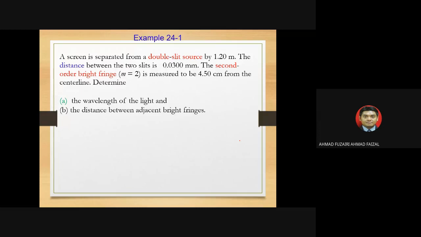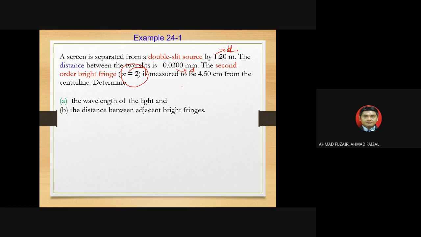So this is considered to be D, the distance between two slits. Sorry, this one is the screen. Sorry, this one is L. The distance between the two slits is D, and the second order bright fringe, so exactly m equals 2. Then you can determine the wavelength of the light.